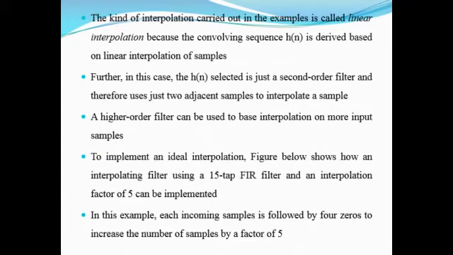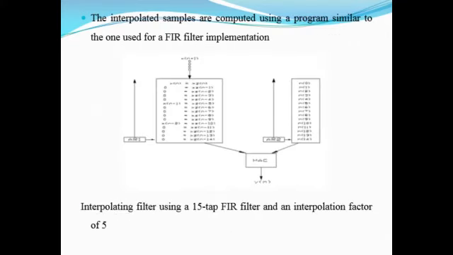So to implement the ideal interpolation concept here, we are going to interpolate using a 15 tap FIR filter and an interpolation factor of 5. If the interpolation factor of 5 is considered, it is L minus 1, 5 minus 1, so 4 zeros are to be inserted between the samples of x of n to get a 0 inserted sequence. So each incoming sample is followed by 4 zeros to increase the number of samples by a factor of 5. This is how the interpolation operation is done.